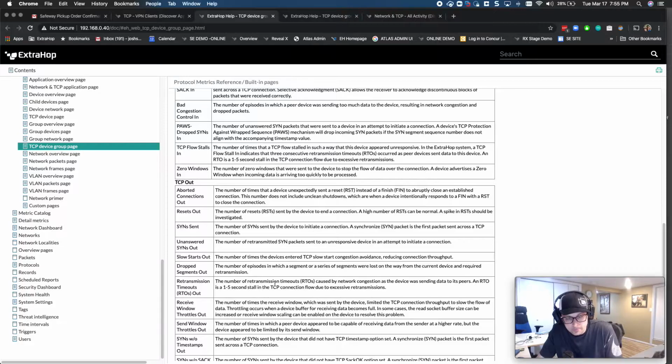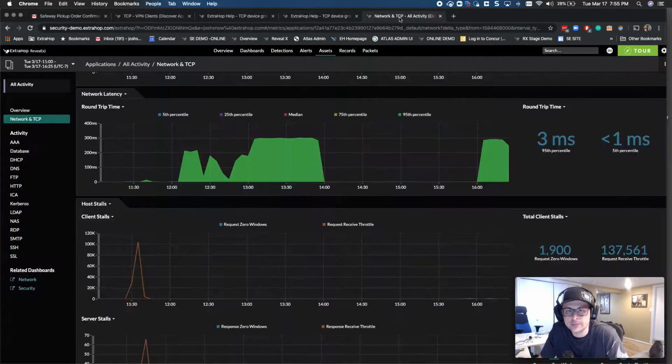Out is caused by network congestion as the device was sending data to its peers. So I'm saying something to you, and now I'm experiencing a retransmission timeout as I'm seeing it, right? So we've had an excessive amount of retransmission. It's really useful information. Let's dive into that a little bit.